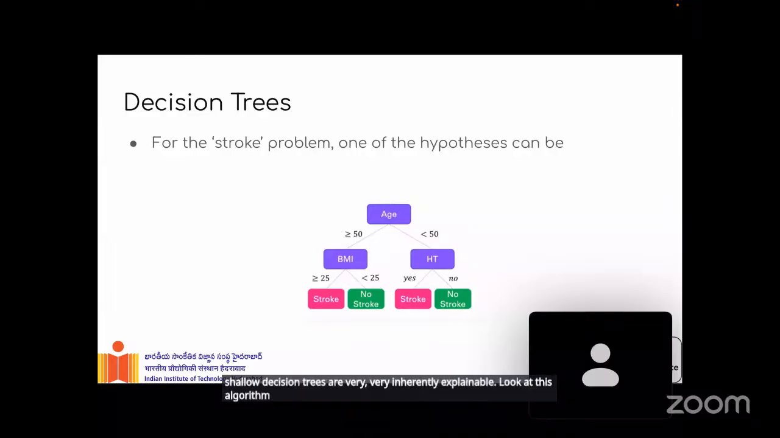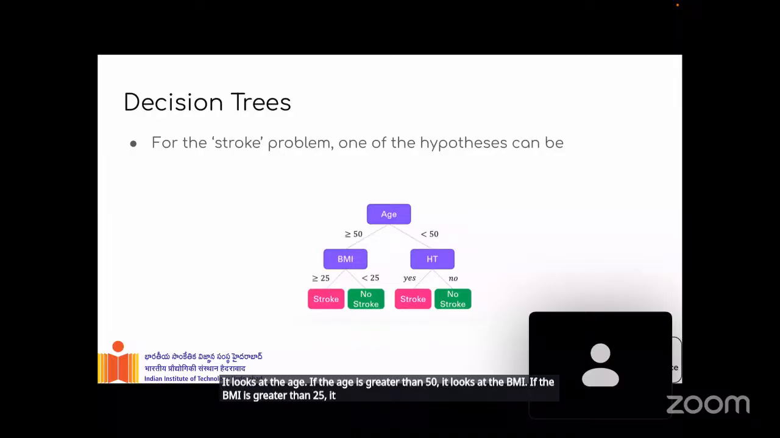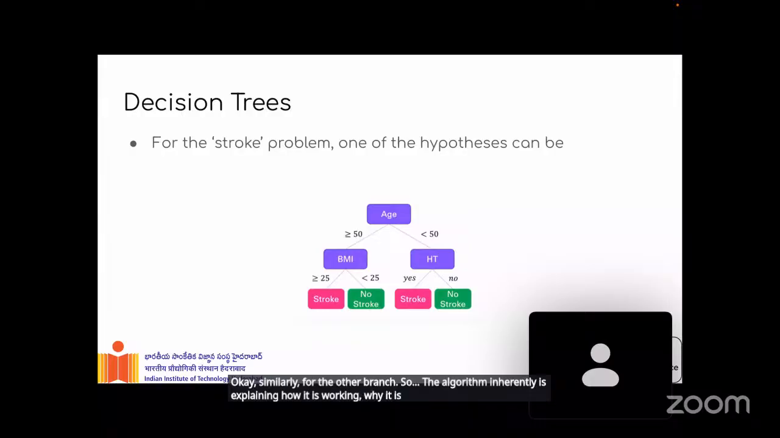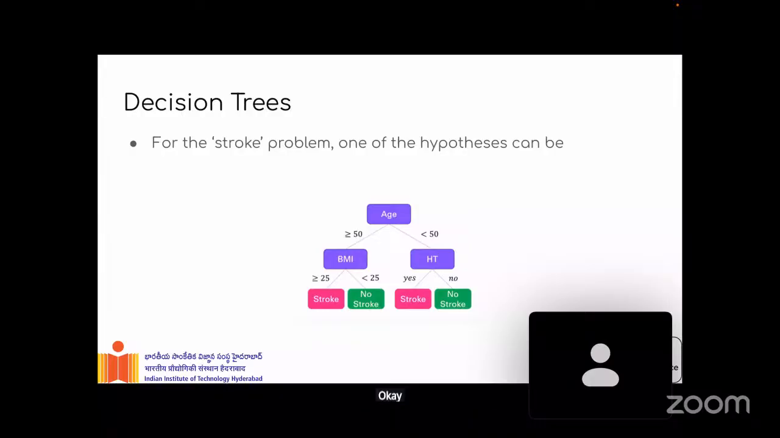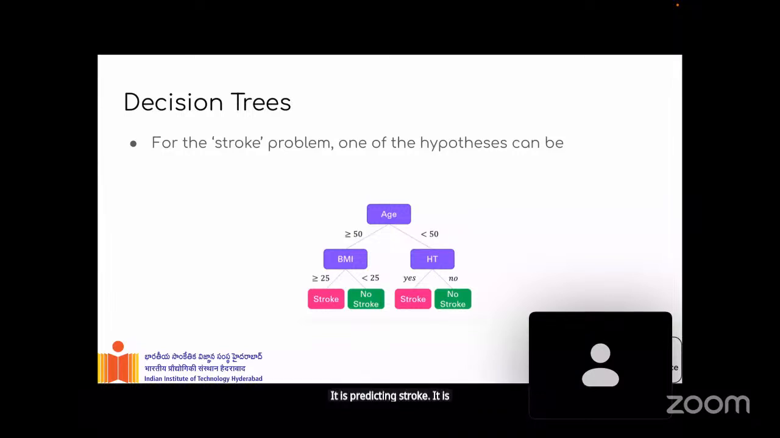Look at this algorithm. This is decision tree output. It looks at the age. If the age is greater than 50, it looks at the BMI. If the BMI is greater than 25, it will predict, yes, this person is prone to a stroke. If the BMI is less than 25, then it says, no, the person is not prone to stroke. Similarly for the other branch. So the algorithm inherently is explaining how it is working, why it is predicting, what it is predicting. Look at the second branch, HD, hypertension. If the person is suffering from hypertension, it is predicting stroke. It is reasonable to understand.